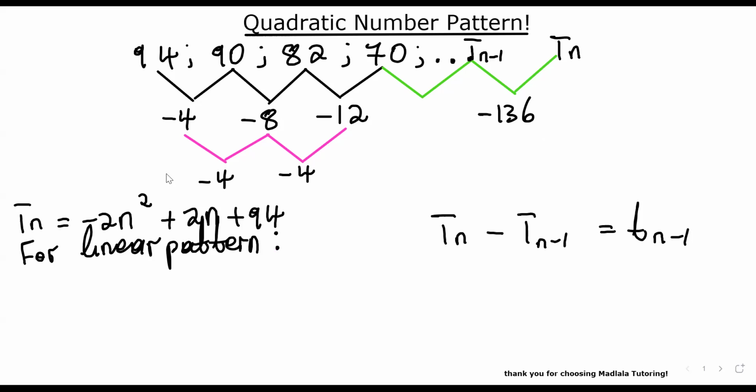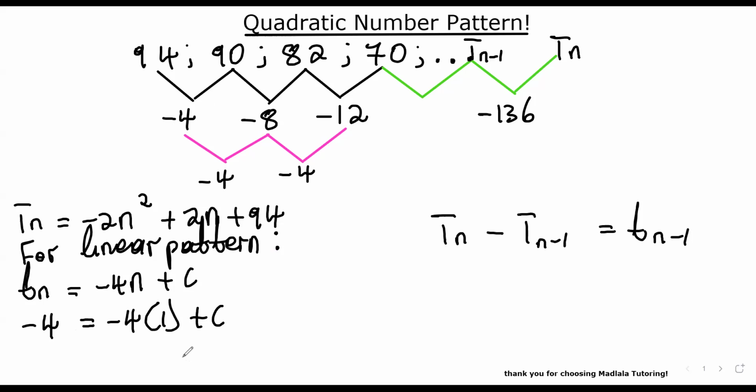So, here we already know that the constant difference is that, so we can say Tn equals negative 4n plus c. And in order for us to find the value of c, you can either substitute term number 1 or term number 2. It's up to you. But if we substitute term number 1 there, the value of term number 1 is negative 4, but of course, it's at position number 1. So this means the value of c is going to be 0.